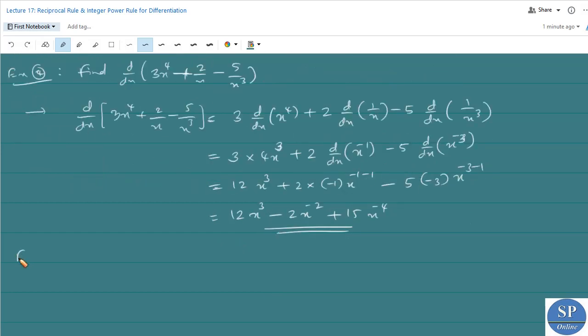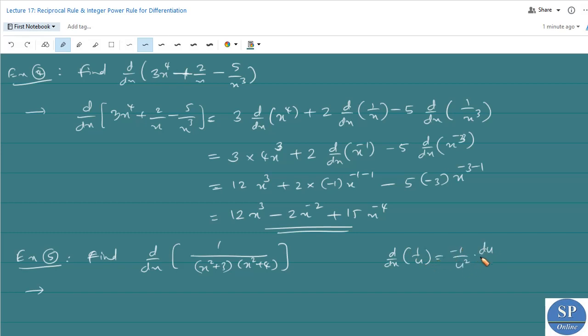Next example is, find d by dx of 1 by x square plus 3 into x square plus 4. So here first we have to apply the reciprocal rule, that is d by dx of 1 by u is equal to minus 1 by u square into du by dx. This is the reciprocal rule. So first we need to apply this. Here u equal to x square plus 3 into x square plus 4.